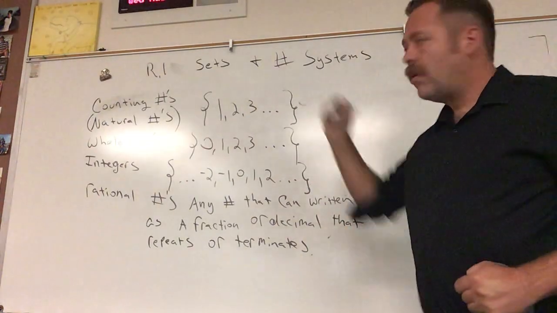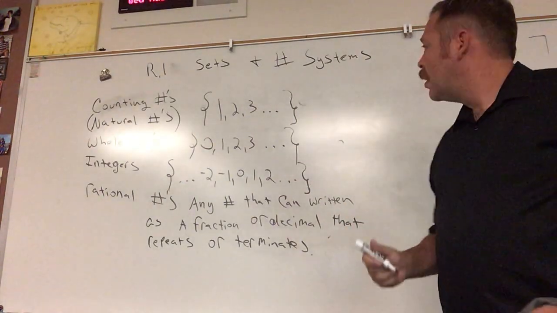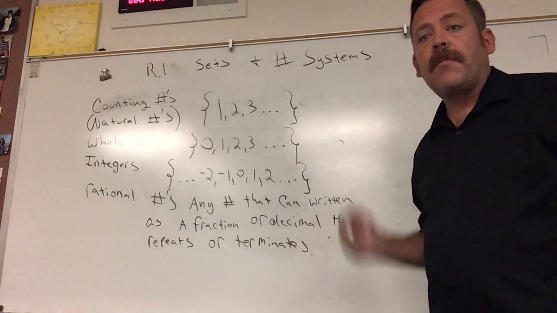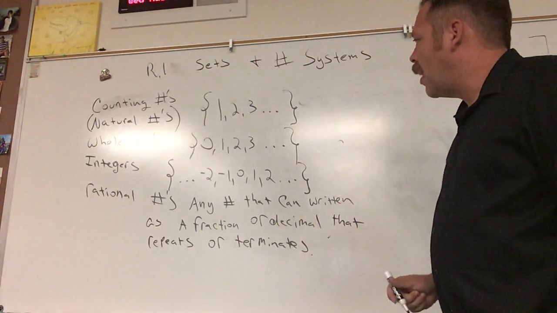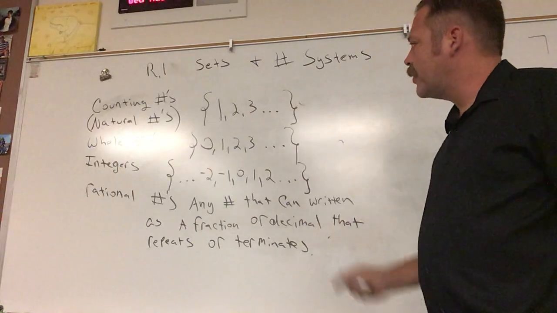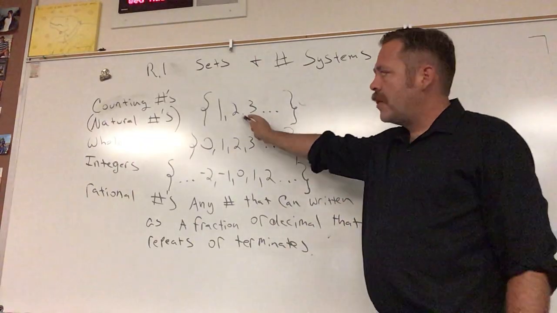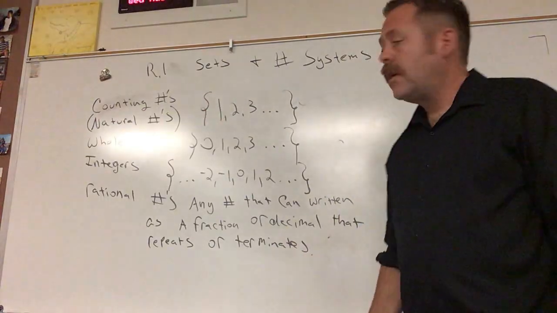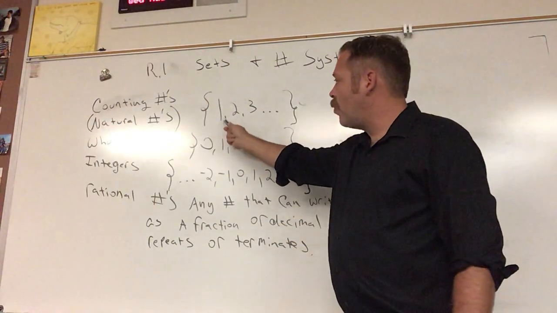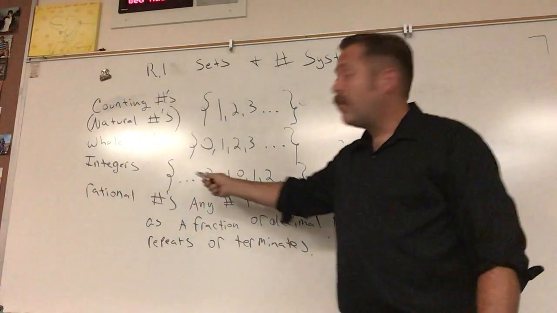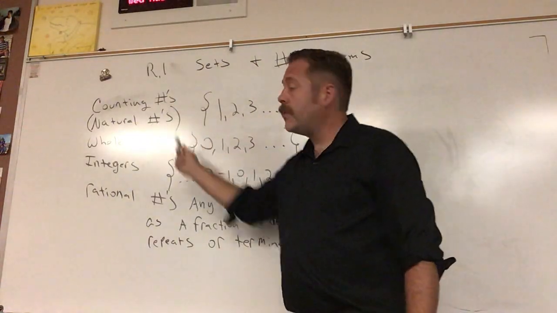Today, R1's lesson, we're going to talk about sets and number systems, okay? So what we're looking at here is the different number systems that we have. The first one I'm going to talk about on top is what we call counting numbers. The smallest counting number is 1. Counting numbers are also called natural numbers.